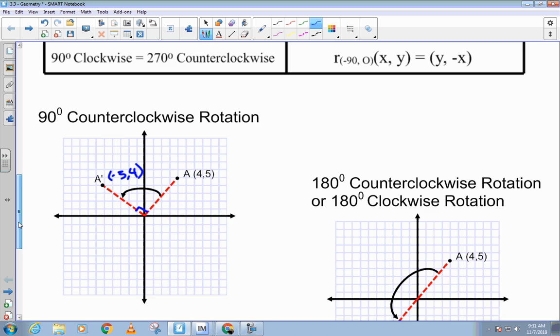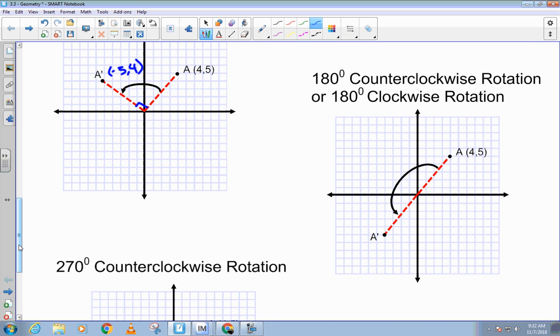So here is my same point, (4, 5). If they switch signs, what are they going to become? Negative 4, negative 5. And look, I drew a line from A prime to A. Look how it goes through the origin, and this distance and that distance are the same. We're always going to make a straight line with each other through the origin when it does a 180 degree rotation.